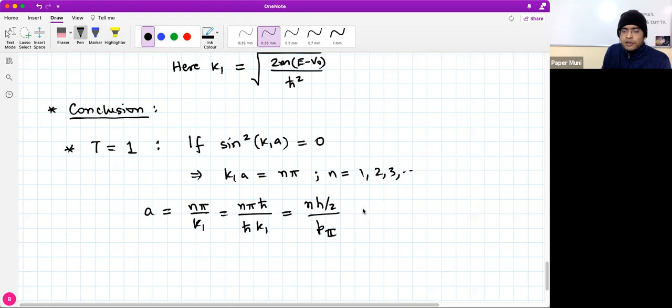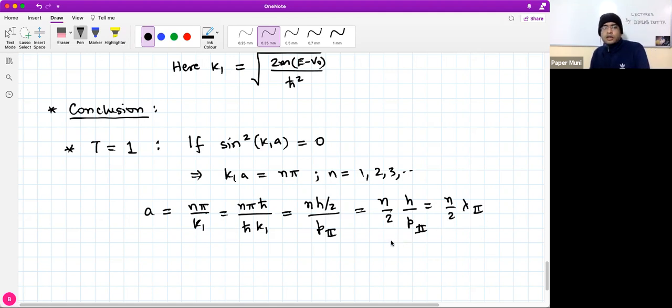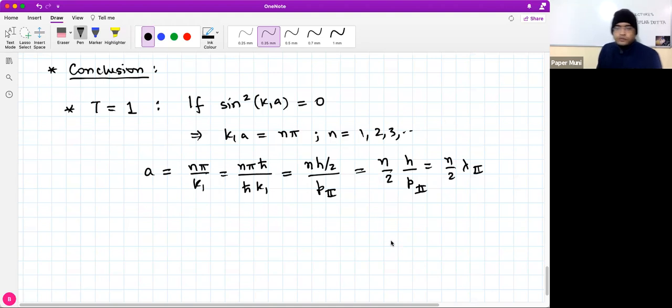Now this implies, let's say this is n by 2. Now we have h by p2, and we can further write n by 2 lambda 2. So we can see a relationship between the width and the de Broglie wavelength for the transmission coefficient to become 1.